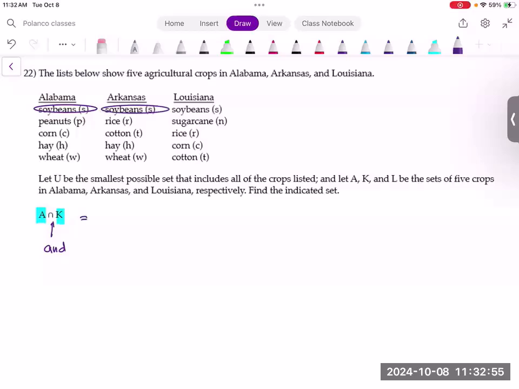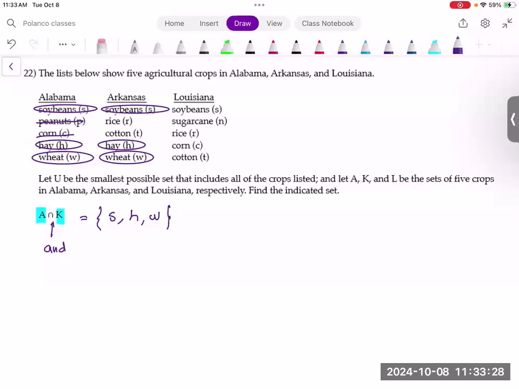So I'm going to open a set. I'm going to put the S, which stands for soybean, right? What else? Is peanuts repeating? No, peanuts is not repeating. Corn, is it repeating? No. The hay, is it repeating? Yes. The hay is here and hay here, right? So I'm going to take the H. What about the wheat? Is it repeating? Yes and yes. So I'm going to take the wheat as well. So this is my answer: S, H, and W.